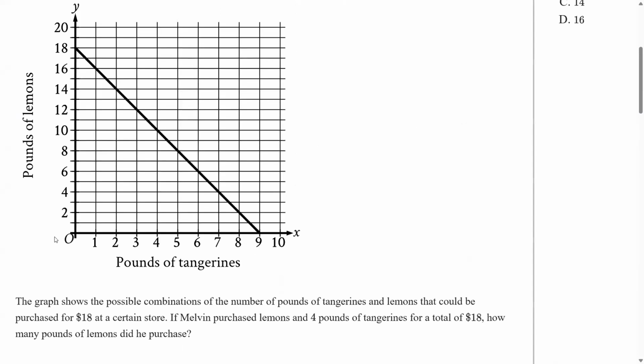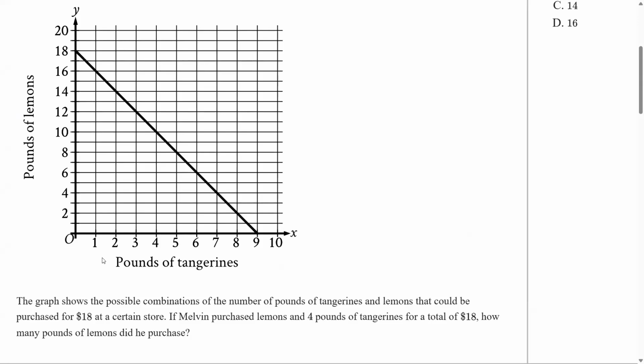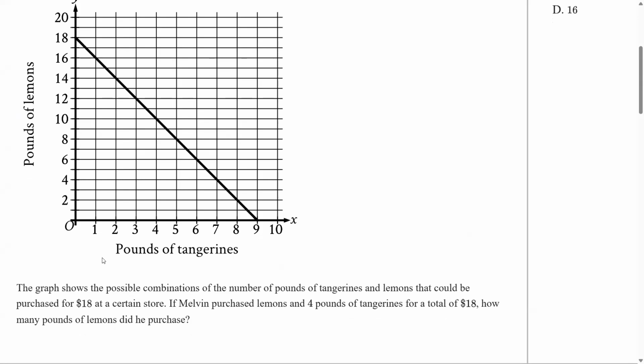The graph shows the possible combinations of the number of pounds of tangerines and lemons that could be purchased for $18 at a certain store. If Melvin purchased lemons and 4 pounds of tangerines for a total of $18, how many pounds of lemons did he purchase?